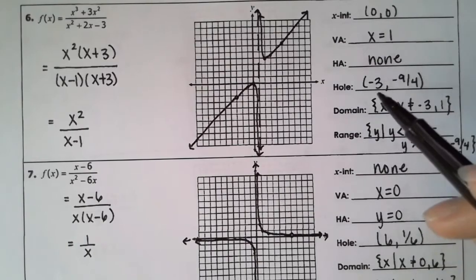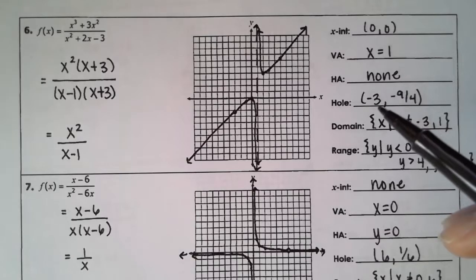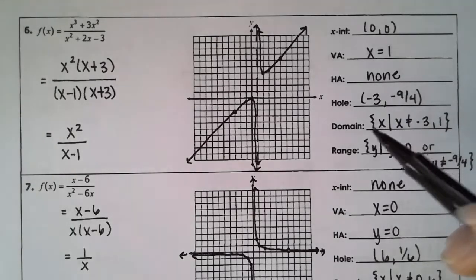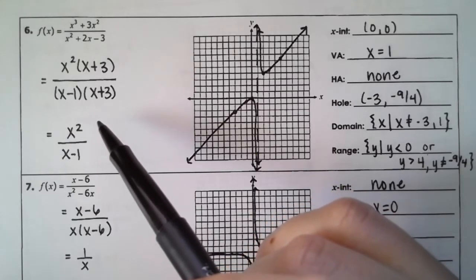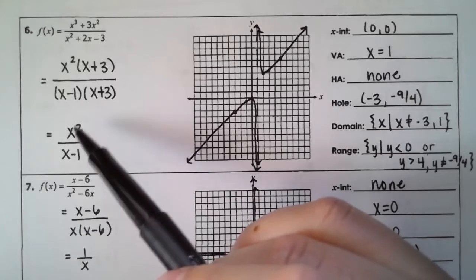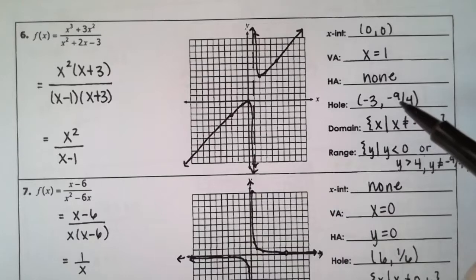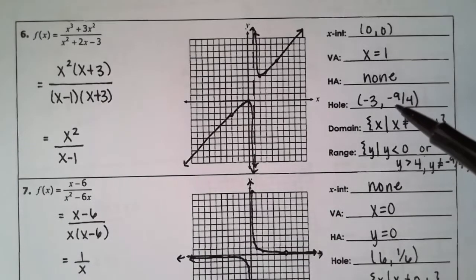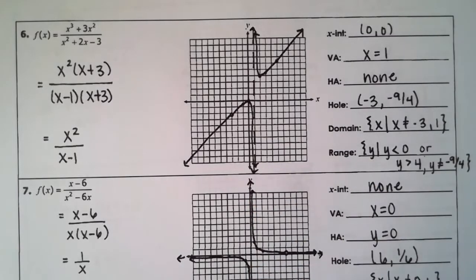Now, for my hole, I'm going to have to set the common factor equal to 0. So that was x plus 3, so I get x is equal to negative 3. Now when I sub negative 3 back into the simplified function, I'm going to get positive 9 over negative 4, which is just negative 9 over 4. So then I'm going to have a hole at this value here, approximately right here. It's hard to see, but it is an open circle.